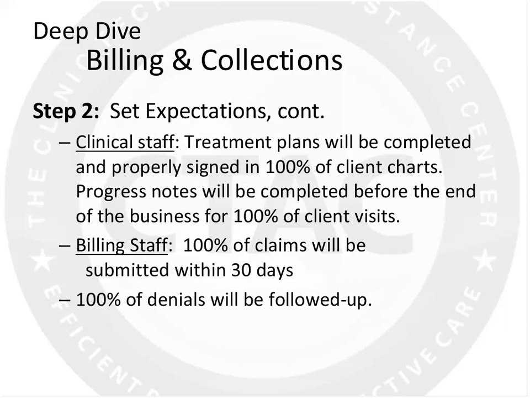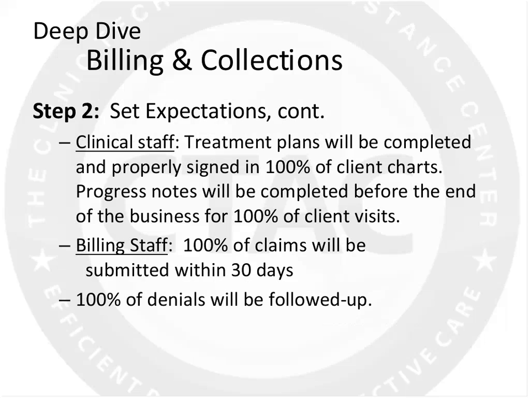Treatment plans will be completed and properly signed in 100% of the client charts. Progress notes will be completed before the end of the business day on 100% of the clients. Again, examples of pieces that are vital to assure. Maybe the treatment plan date is out of order, but the insurance company is not going to know that, and you're going to get billed for it, and you're going to get a payment for that. But what happens when your quality assurance group goes and looks at it and says, oh, no, we've got to void this claim. This is not a proper claim.